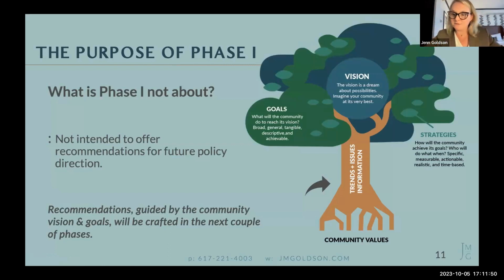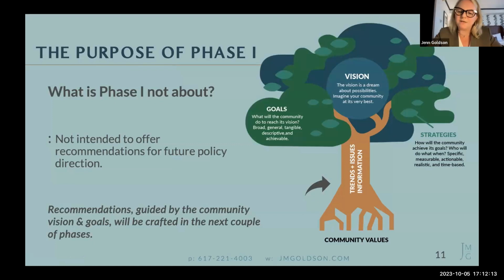What is the community's vision? What are you aiming at in the next 10 years? And then we start to fill out the branches, which are like the goals of the plan. The branches are like conditions that hold up that vision. And when we get into that, we'll describe that even more. And then the strategies, as I said, come later, and those are like the details.